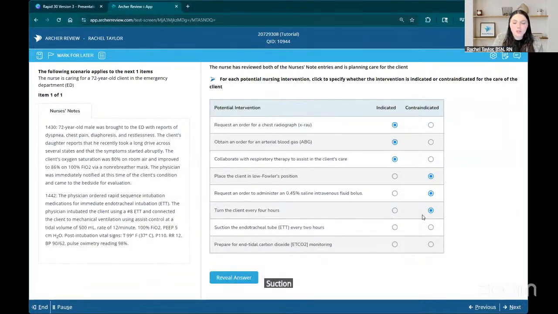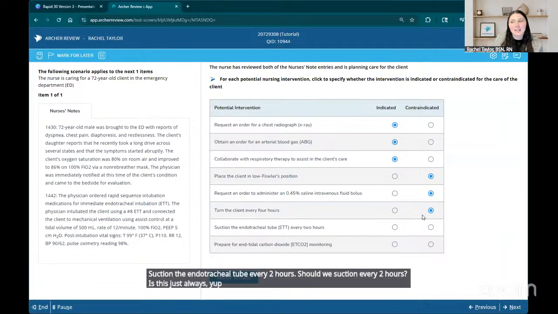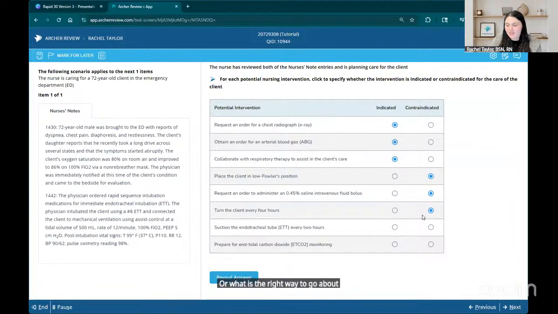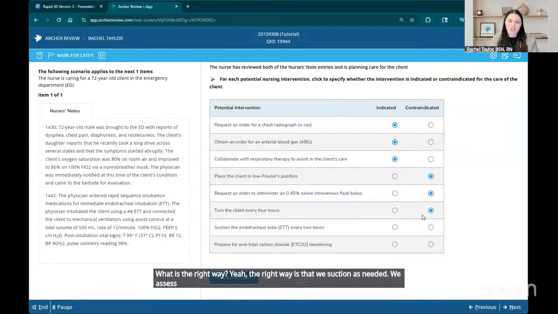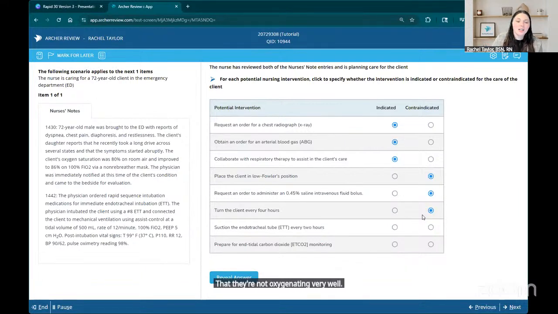Suction the endotracheal tube every 2 hours. Should we suction every 2 hours? Is this just always, yep, it's been 2 hours, I've got to suction again? Or what is the right way to go about doing this? Yeah, the right way is that we suction as needed. We assess for suctioning every 2 hours. If I hear abnormal breath sounds, I should probably suction. If my client is showing signs and symptoms that they're not oxygenating very well, I should suction, right?